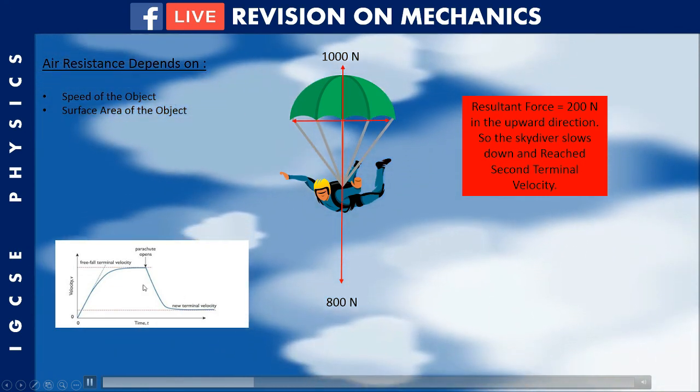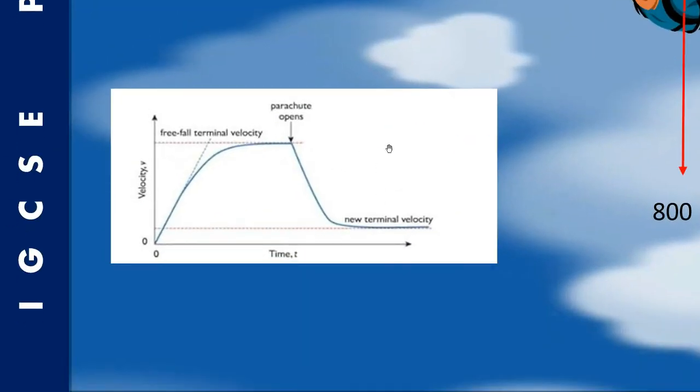So let's check out the graph. It is the graph for this person. Before opening the parachute, the velocity increases, and you can see the gradient decreases, so definitely the acceleration decreases. And when he realizes that he has reached a constant velocity, he opens his parachute, right? After opening the parachute, the velocity decreases, and it reaches a new terminal velocity.